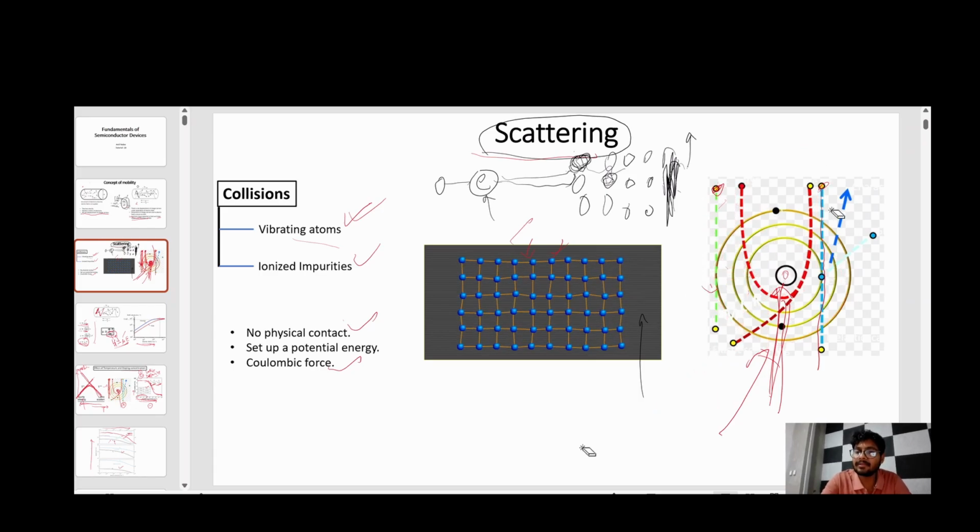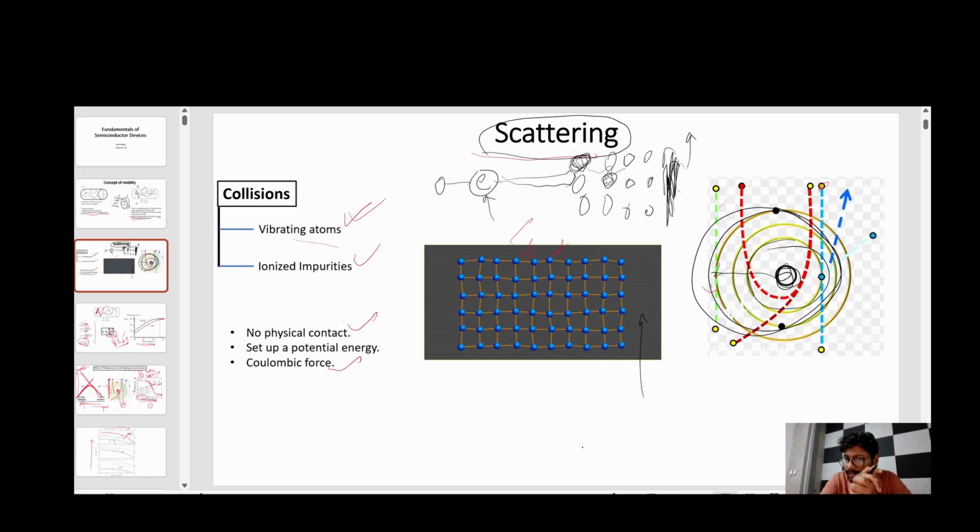Let us say this is the atom, and this is a field up to which the effect is there. When an electron is moving at this position, in this direction, with a certain velocity, the effect of the attractive or repulsive force is very small for the green one that you can see, because it is far away. So it will feel the least scattering.